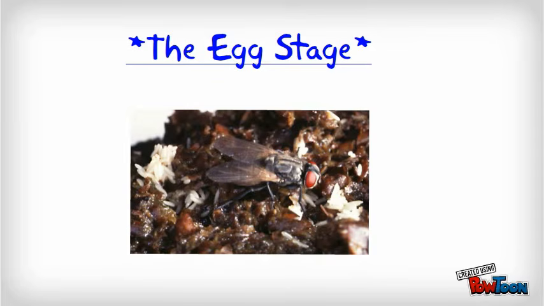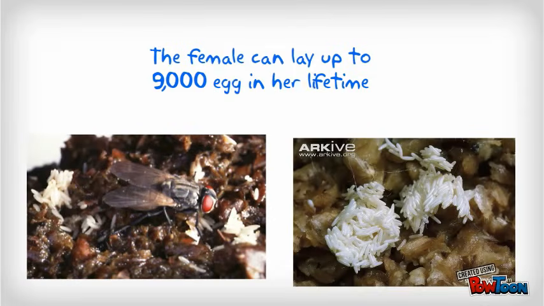During the egg stage, the female deposits her eggs in a warm, moist environment. Typically, manure or decaying animal or plant matter is an ideal place for the eggs to be deposited. The female typically lays up to 9,000 eggs in a lifetime, generally in batches of 75 to 150 eggs.